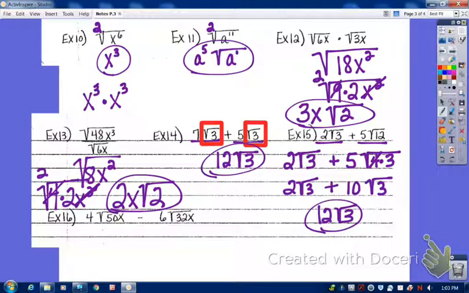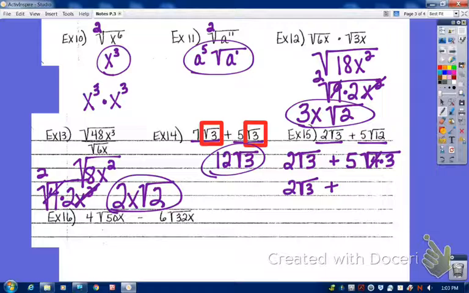Questions about 15? Can you go over that again? Which part? Where you have 2 square root of 3 plus 5 square root of 4 times 3. Yeah, I don't see how you're getting the 10. Okay. The 4 goes away. I'll show you this step.